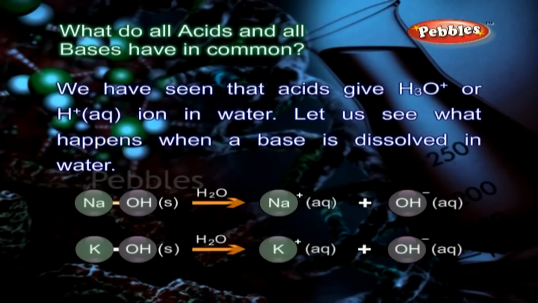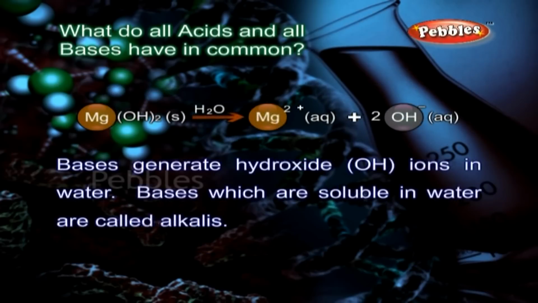NaOH solid, when dissolved in water, gives Na+ (aq) + OH- (aq). KOH solid, when dissolved in water, gives K+ (aq) + OH- (aq). Mg(OH)2 solid, when dissolved in water, gives Mg2+ (aq) + 2OH- (aq). Bases generate hydroxide, that is OH-, ions in water. Bases which are soluble in water are called alkalis.